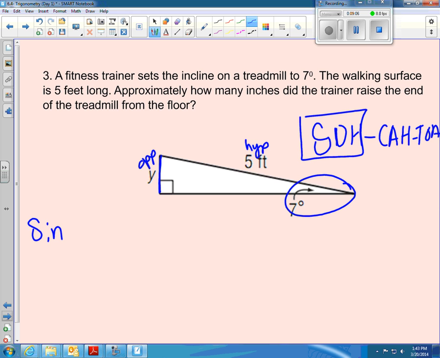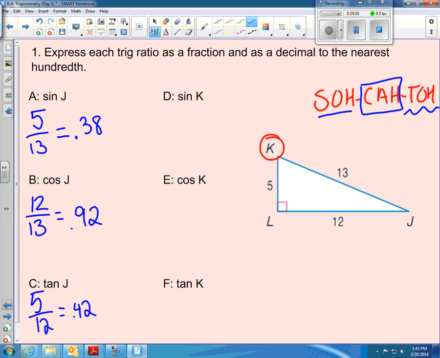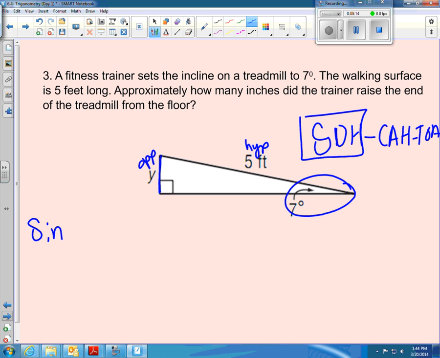Now instead of using like L or these references to the angles with the J's and the K's, we're actually going to put in that measurement of 7. Sine of 7 equals our opposite over our hypotenuse. Okay, we're going to solve for our y, so we need to get rid of divide by 5. We do that by multiplying both sides by 5. So we have 5 times the sine of 7.